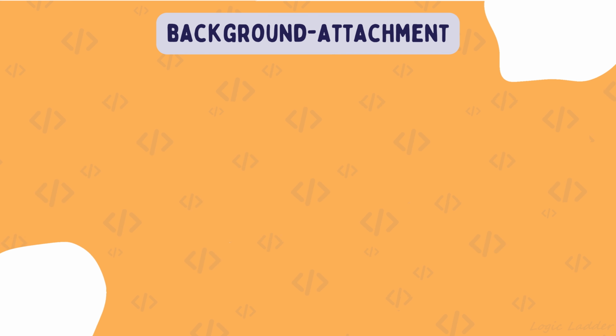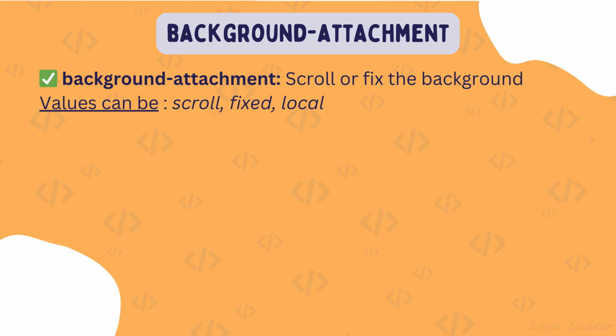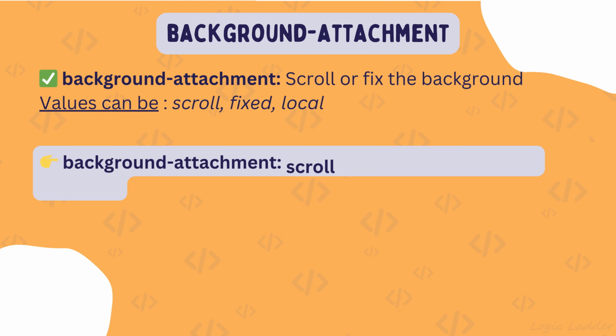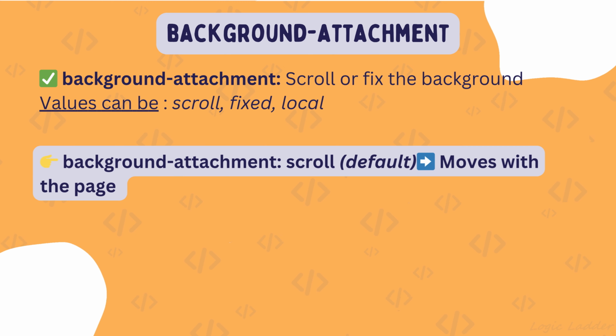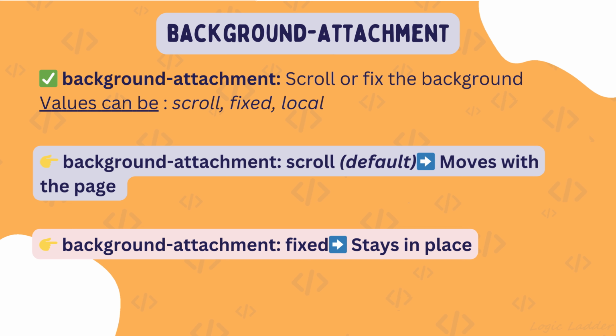The last property to discuss in this lesson is background attachment. Background attachment lets you decide if you want to scroll or fix the background. Its values can be scroll, fixed, or local. Background attachment scroll is the default value for this property. It moves with the scroll of the page. Background attachment fixed lets you fix the background in place. A fixed image feels like a cool wallpaper behind your content.